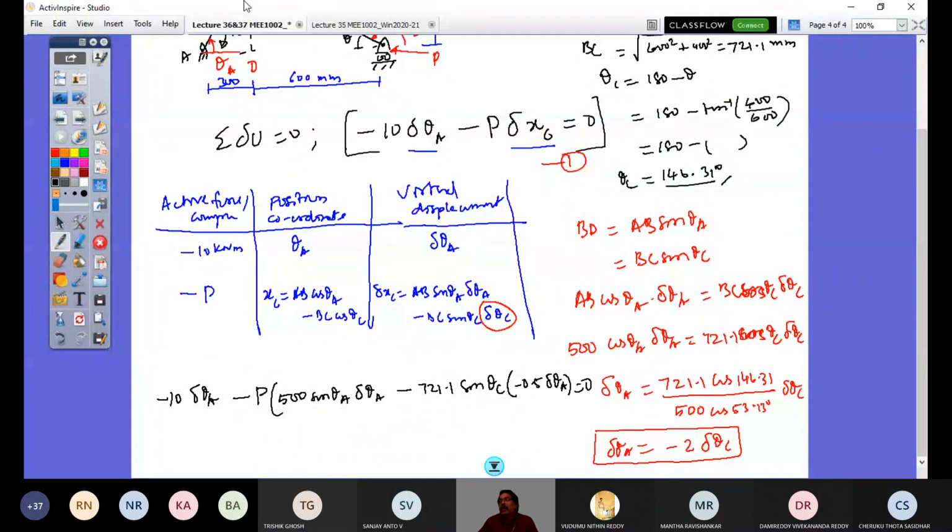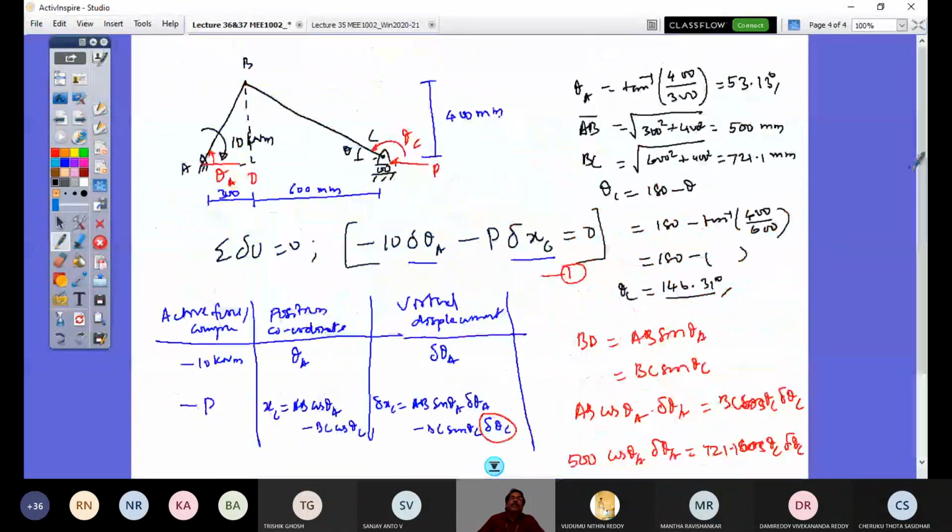How do you ensure that? How do you understand that? Again, you look here. In case I assume that this couple creates a virtual angular displacement in the same direction, then this P would do a negative one, right? Vice versa. So that consistency is ensured now in this.